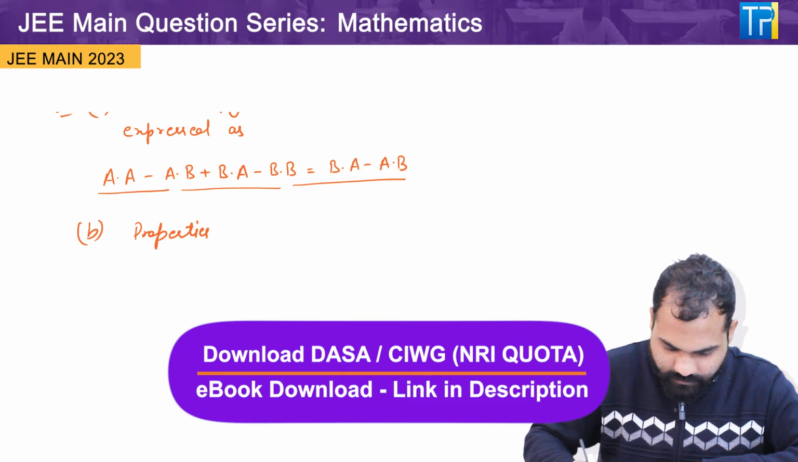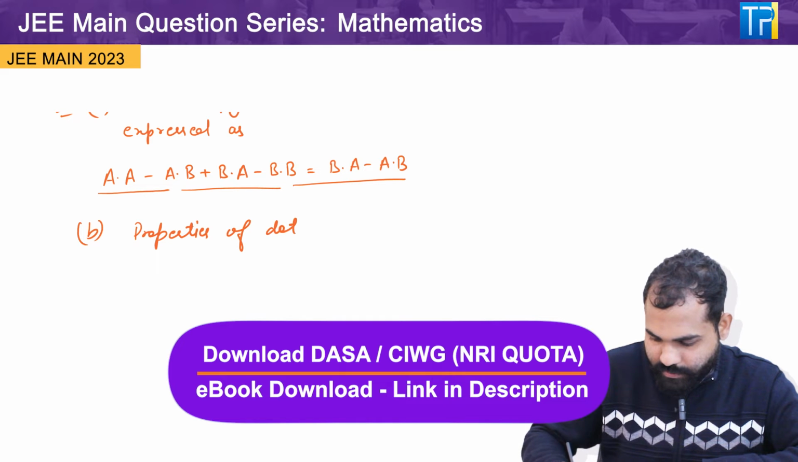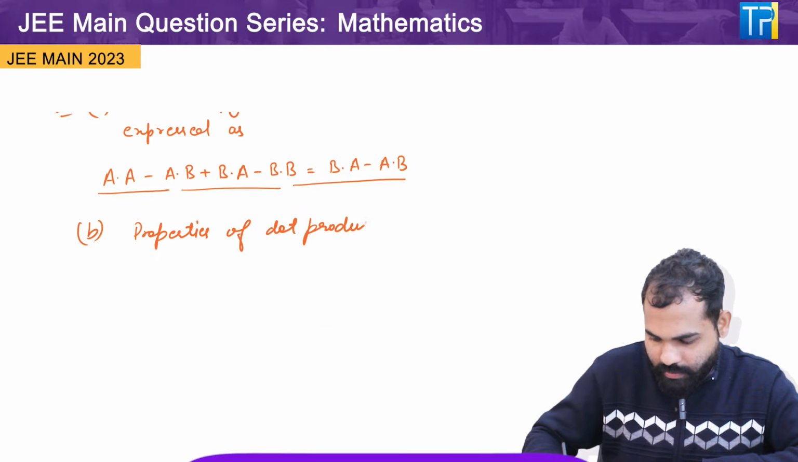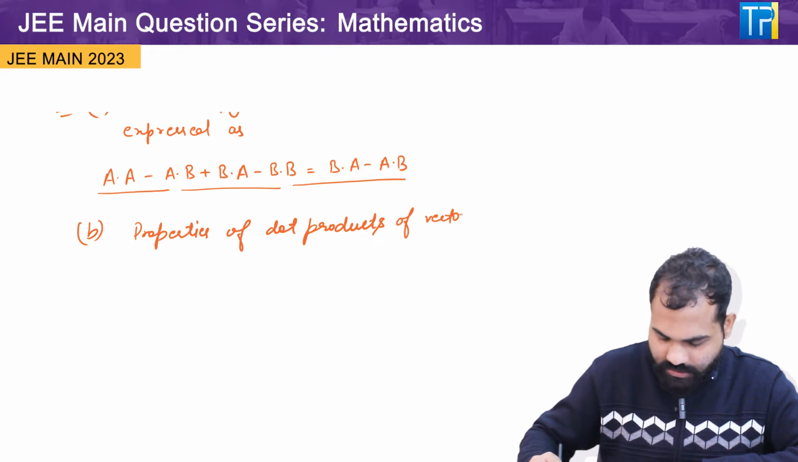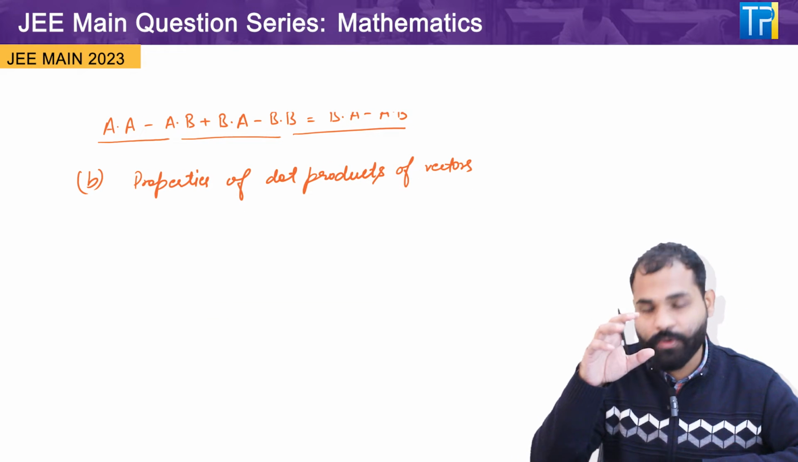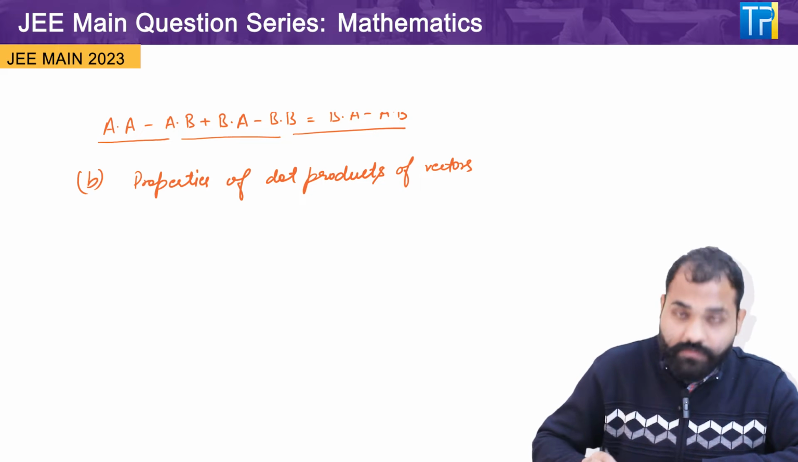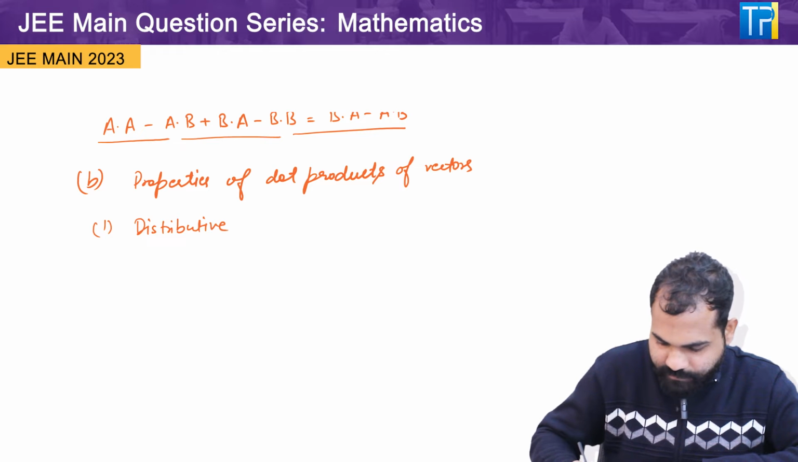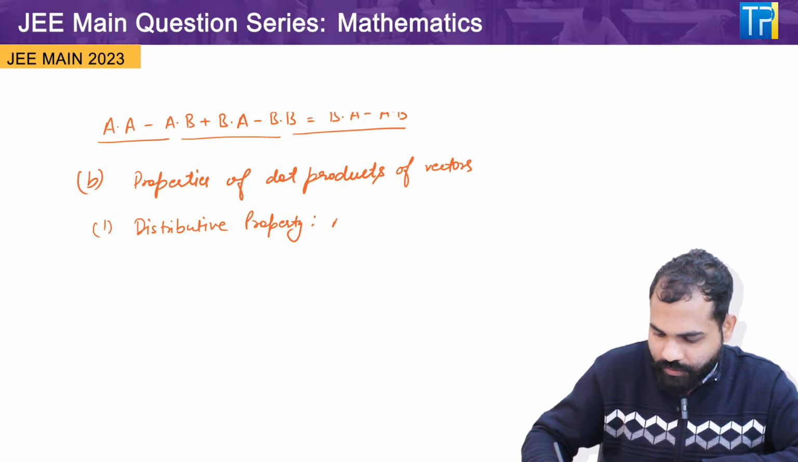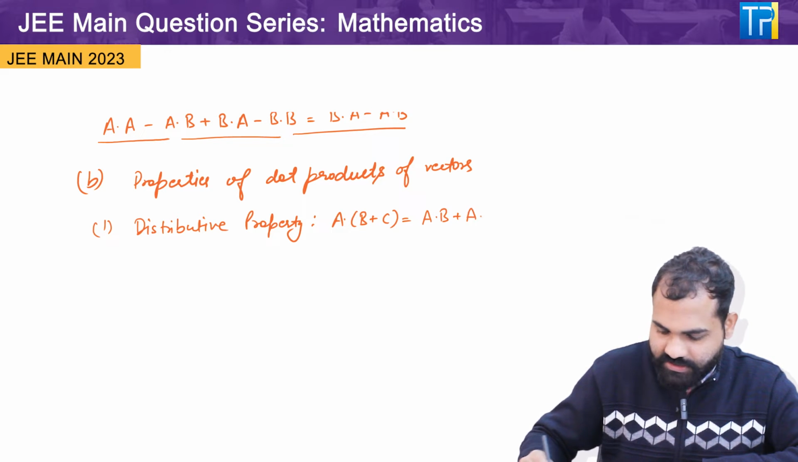different properties of dot product of vectors. Okay, so in the properties of dot product of vectors, we have different properties. Like we have the distributive property, which states a dot b plus c is equal to a dot b plus a dot c.